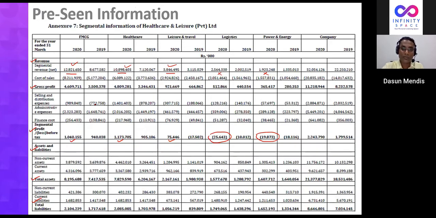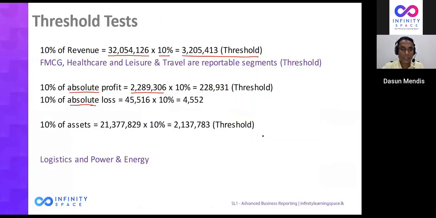What are the loss-making segments? That is this, logistics and power and energy. I'm taking these two. So absolute amount, forget about the sign now, 25,643 plus 19,873. You take the total here, right? So if you take the total of these two, that comes to 45,560 absolute loss. Forget about the profit-making sectors, take the loss-making sectors total. Out of that, take 10%, which is how much? 4,556, 10%.